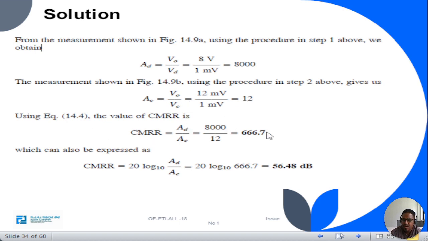So using the CMRR calculation, our CMRR, the rejection ratio, is 666.7, also expressed in decibels as 20 log AD over AC. This becomes 56.48, so this becomes 56.8 decibel. So this is how to operate an op-amp with common mode and differential mode.